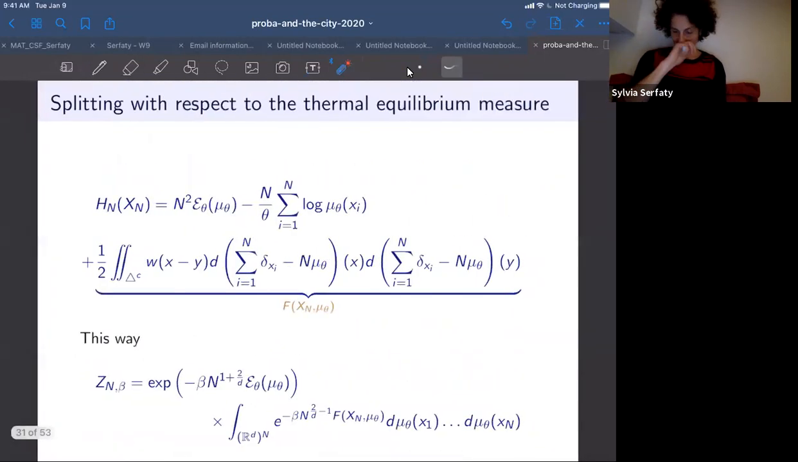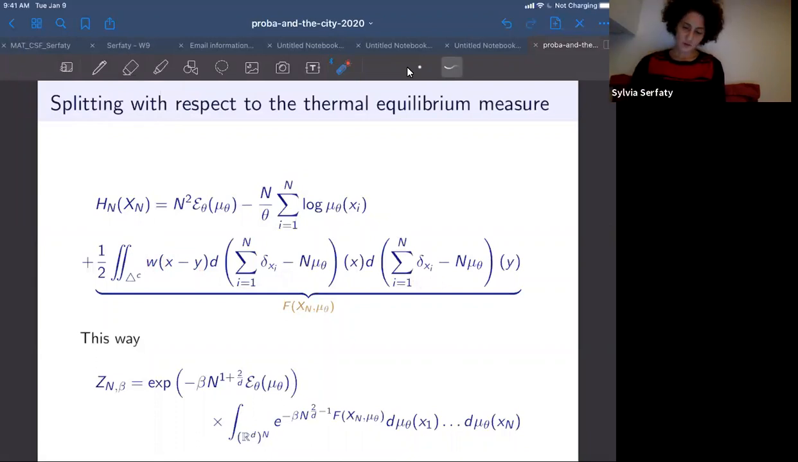Okay. So what happens when you use the thermal equilibrium measure instead of the regular one is you can rewrite the energy in a pretty nice way. So you remember the energy, you have the sum of all these pair interactions, right? So if you wanted to write it in an integral form, you would have a double integral of w of x minus y, sum of Diracs at xi, sum of Diracs at xi.